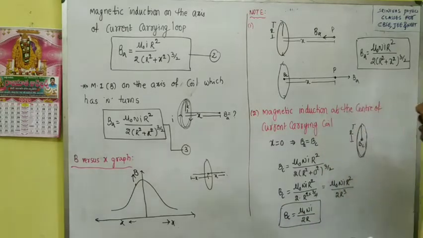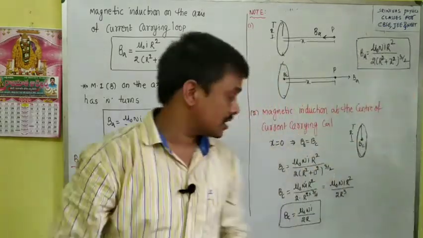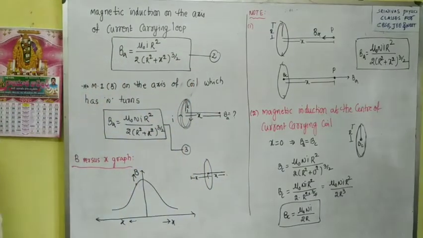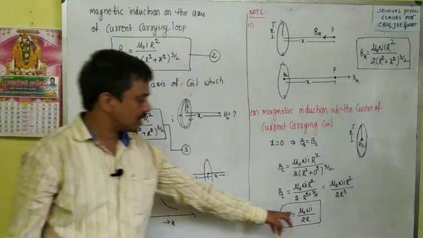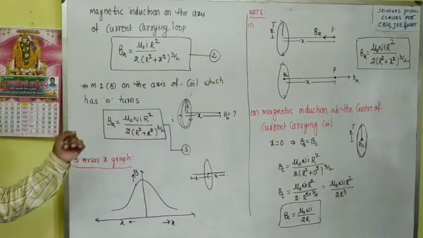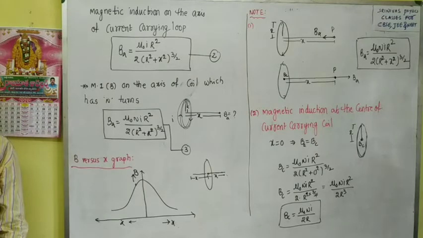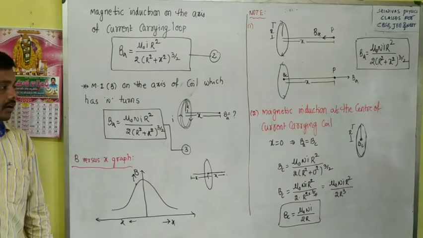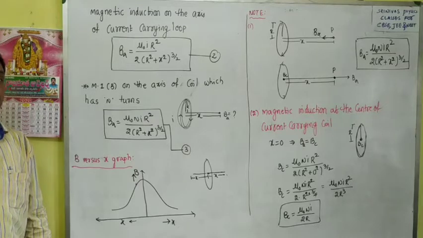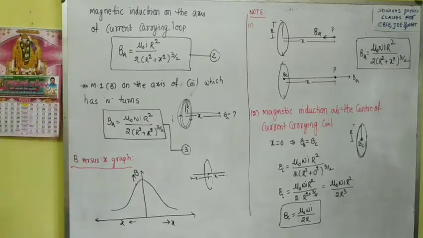This is the formula for the magnetic induction at the center. We already derived this formula in the last lecture: the magnetic induction at the center of a current carrying coil is mu naught N i by 2r. Even from this we can derive that formula. Now let us continue. I want the relation between the magnetic induction at the center and on the axis. How can we derive it?